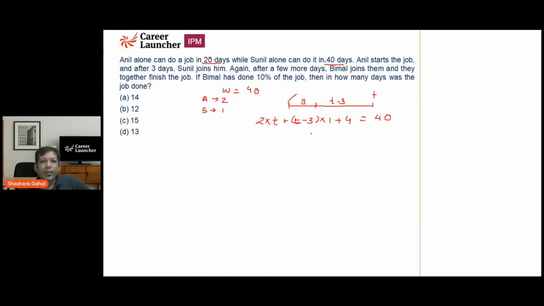Okay. So 2T plus T is going to be 3T plus 1 is equal to 40. So 3T comes out to be what? 39. So T comes out to be what? 13. So in how many days is the work going to be completed? That's going to be 13 days, and that's our option D.